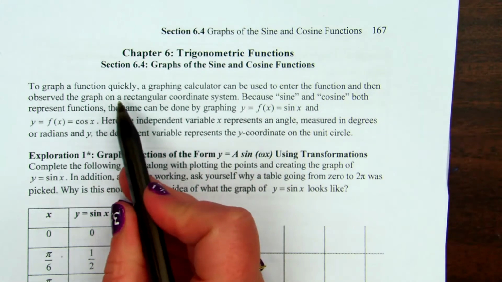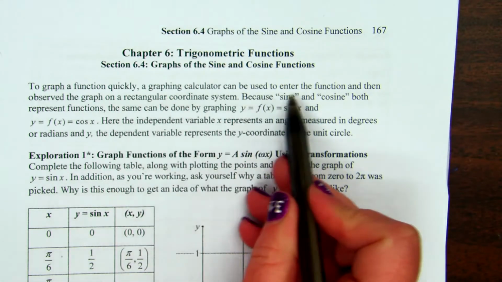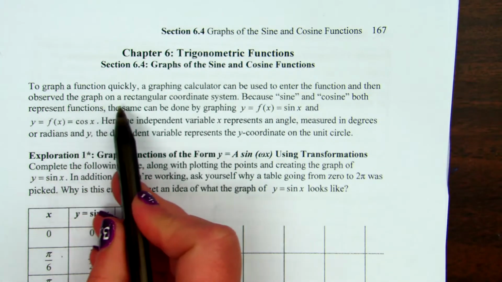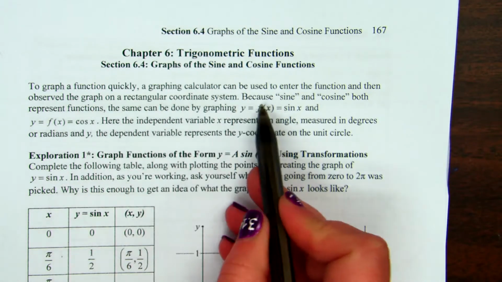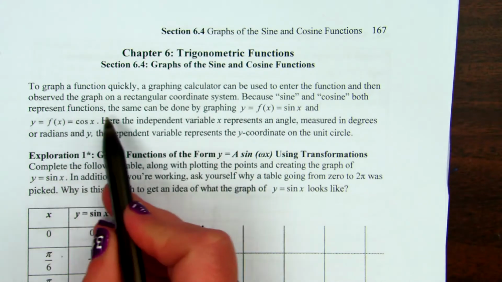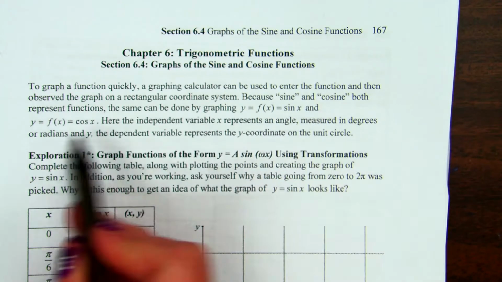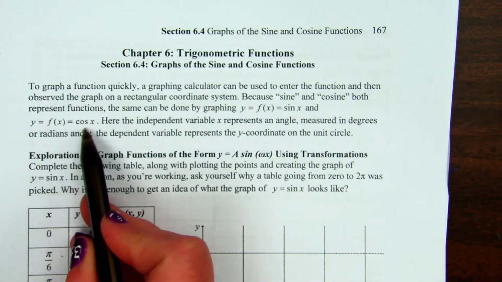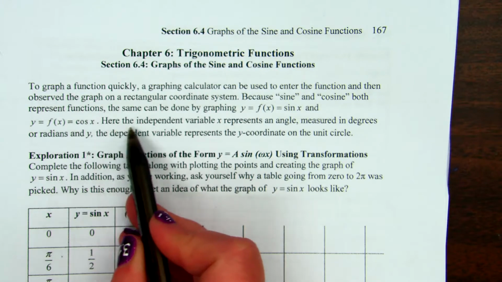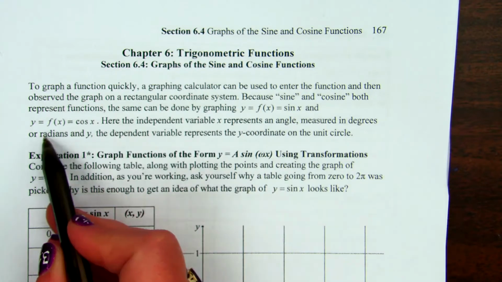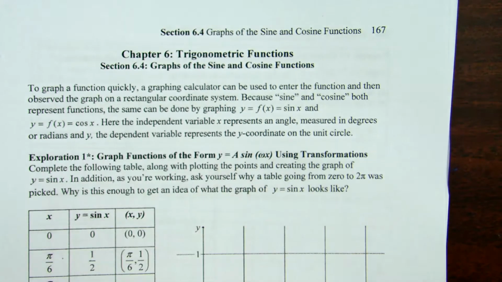To graph a function quickly, a graphing calculator can be used to enter the function and then observe the graph on a rectangular coordinate system. Because sine and cosine both represent functions, the same can be done by graphing y equals f of x equals sine x and y equals f of x equals cosine x. Here the independent variable x represents the angle measured in degrees or radians, and the dependent variable represents the y coordinate on the unit circle.